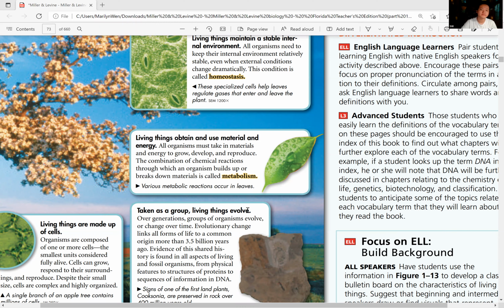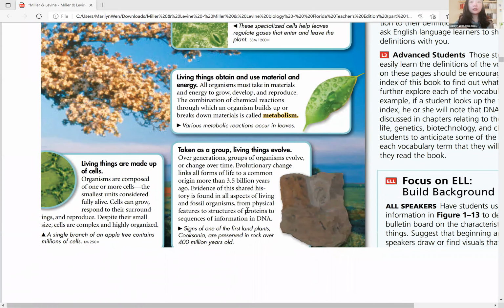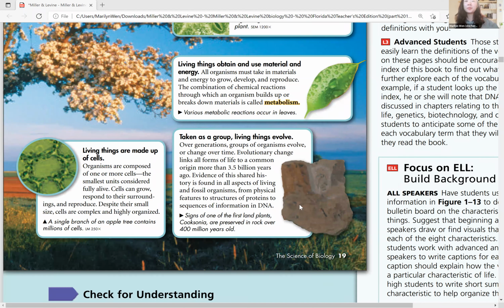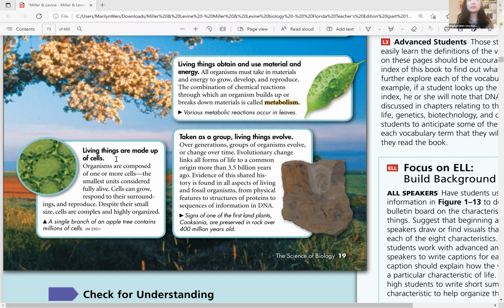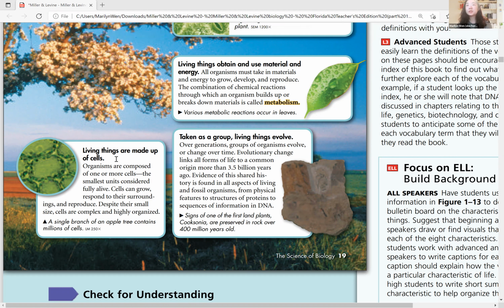Okay. And then the next two are relatively more simple, so I won't have you read about them yet. The next one is that living things are made up of cells. It's pretty simple: cells are the basic building blocks of life. Have you learned the vocabulary word cell? Yeah. Okay, then that'll be good. The definition is just that it's the basic building block of life. So all life is made of cells, whether it's one cell or a bunch of cells.